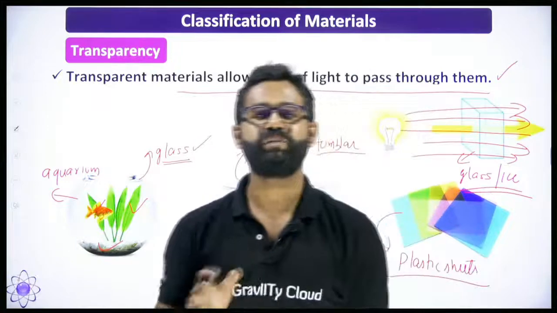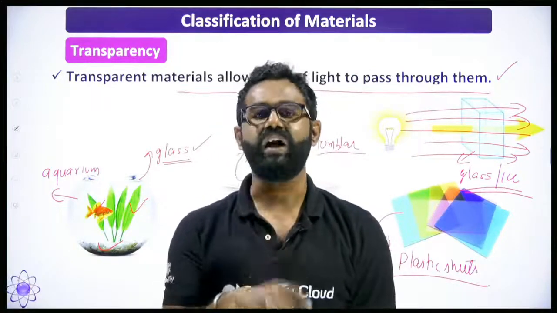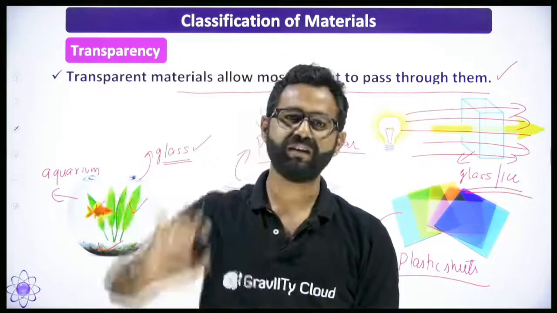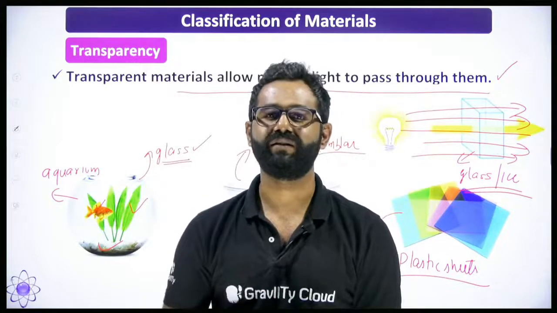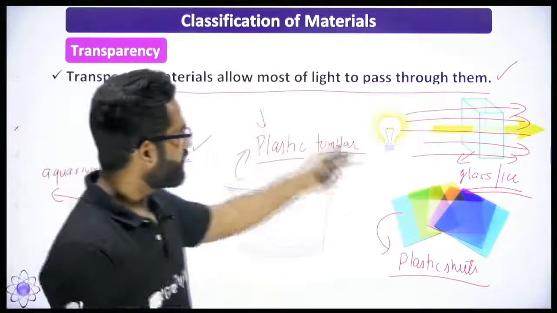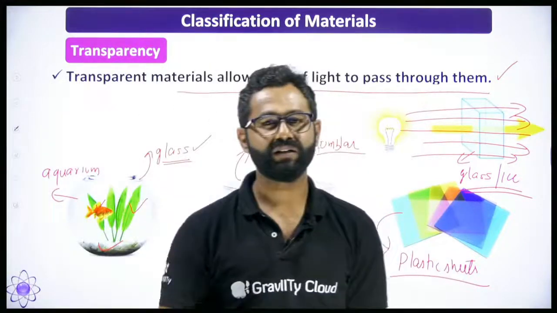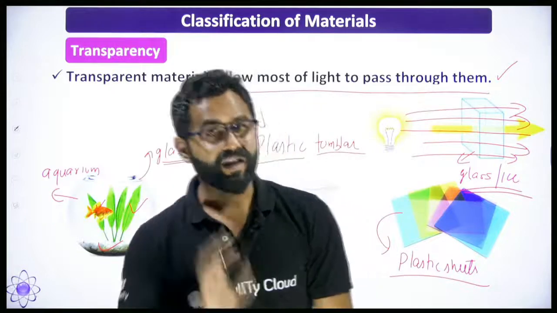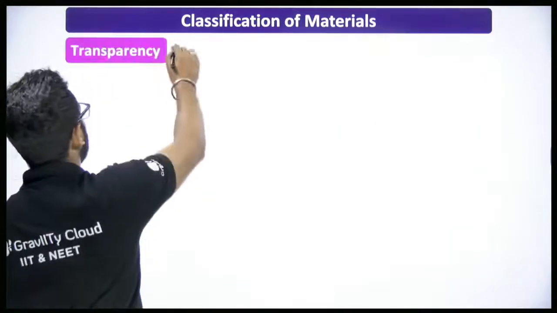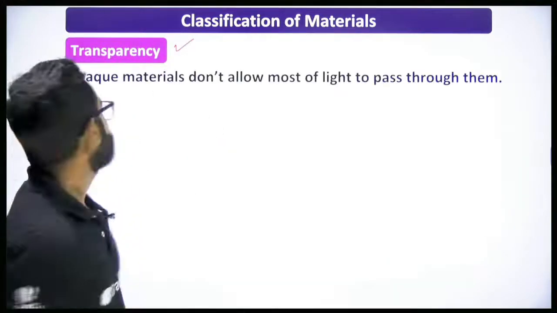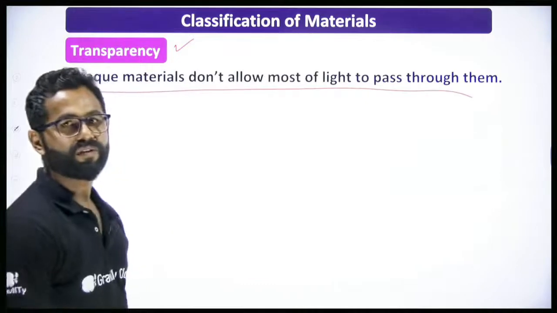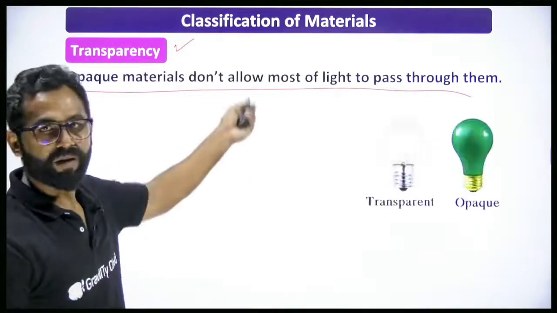So simple, the materials are classified according to their transparency. First is the transparent objects. The objects that allow the light to pass through them, or we can say through which we can see, are the transparent objects. Examples are glasses, some plastics, or we can say plastic sheets. Simple, right? The next category of objects is the opaque objects. Opaque objects are those materials that do not allow the light to pass through them. Simple. They don't allow the light to pass through them.